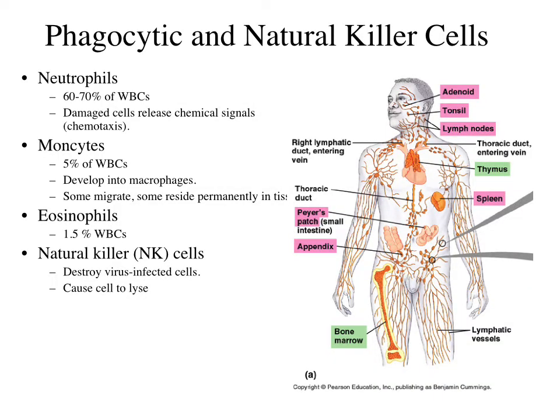Phagocytic and natural killer cells are important components of the innate immune system. Damaged cells release chemical signals that attract neutrophils from the blood. They enter the infected tissue and engulf and destroy microbes. 60 to 70% of our white blood cells are neutrophils.